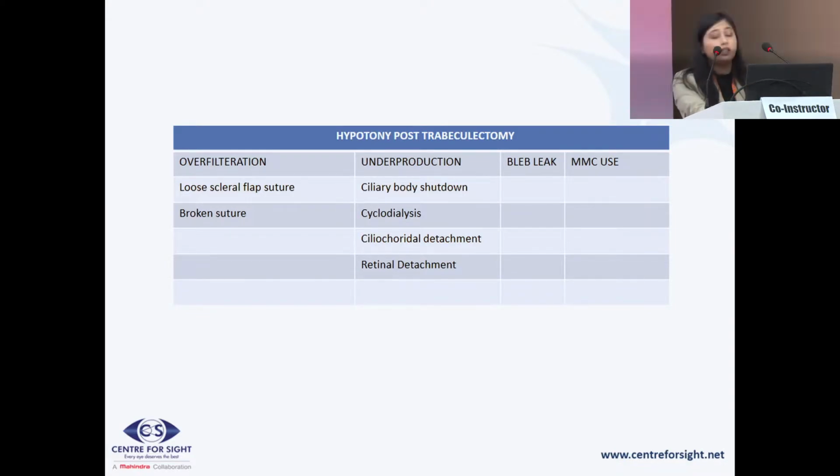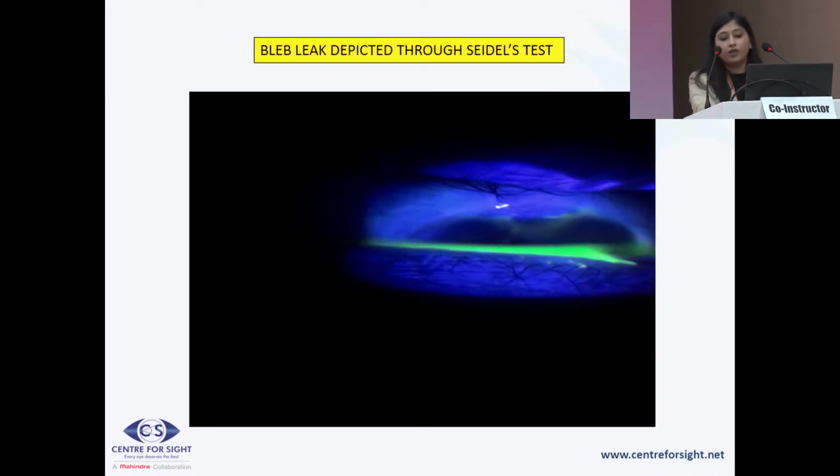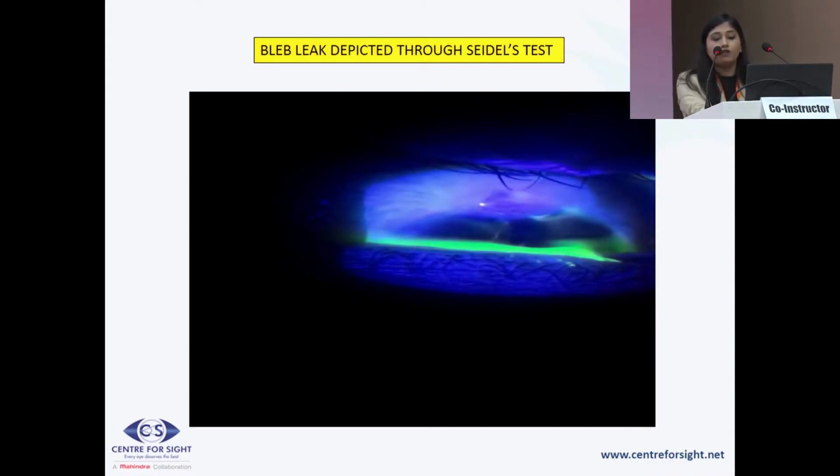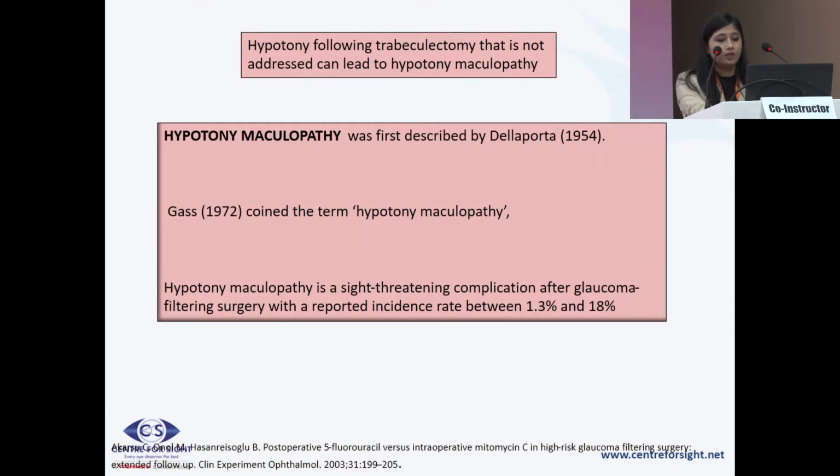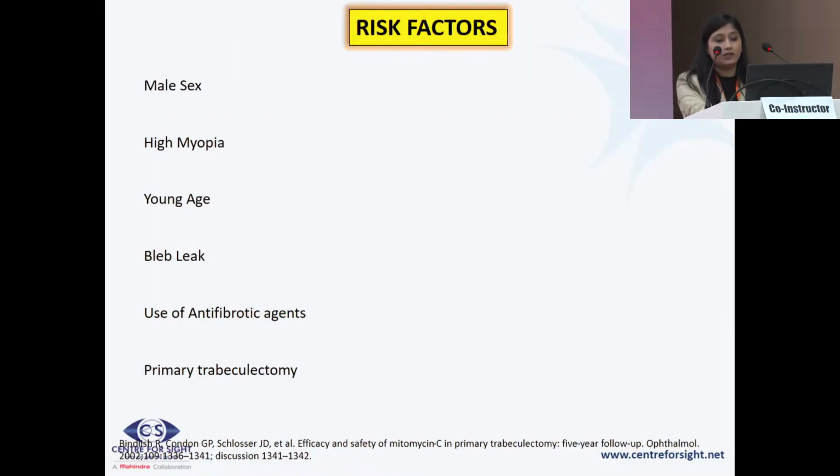It has been seen that with the widespread and increased use of MMC, the incidence of maculopathy has increased over time. Here is a video where you can see a bleb leak. A quenching of the dye can be very clearly seen. If hypotony is not addressed, it will lead to maculopathy. Maculopathy was first described by Della Porta in 1954, and later on the term was given by Gass. The present incidence for maculopathy is 1.3 to 18%.